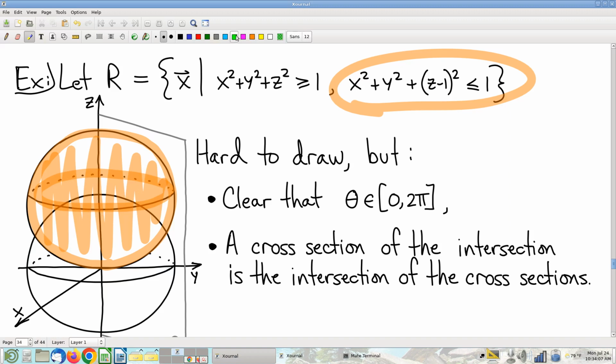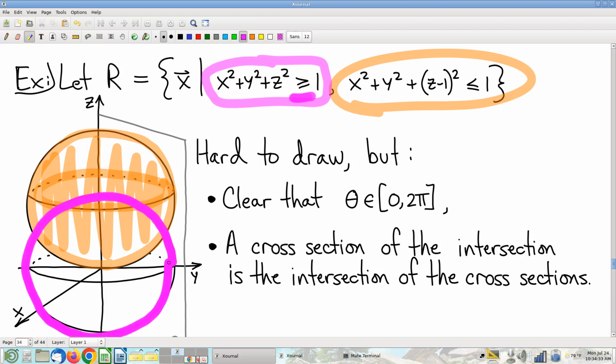But what we have here, let's see, I'll do this in purple. This is not a ball. This says the collection of points that are outside, if you will, of the standard unit ball, because this is a greater than or equal. So another way to say this is that we're looking for the points that are in the orange, but that are outside of this ball. So, like this.